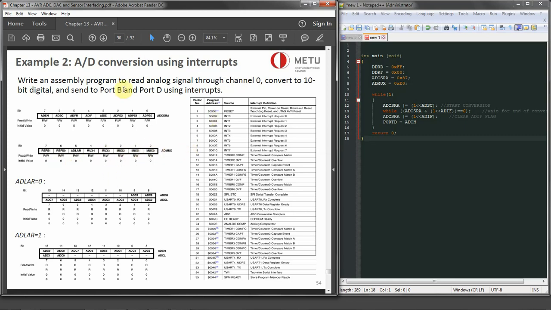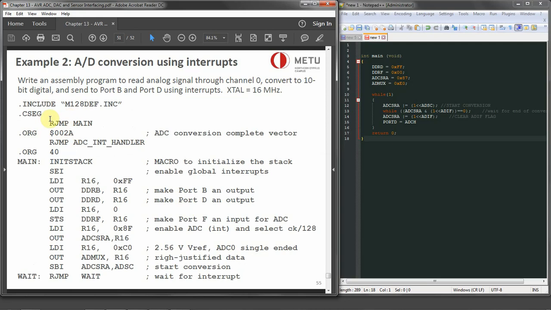The important thing in this example is, as we are going to use an interrupt, we have to look for the ADC interrupt vector, which is 2A. So at the beginning of our code, we have to write that interrupt vector, so that from that vector we can jump to the interrupt service routine. Let's see the code. So the vector for ADC conversion is given and defined for the interrupt service routine.